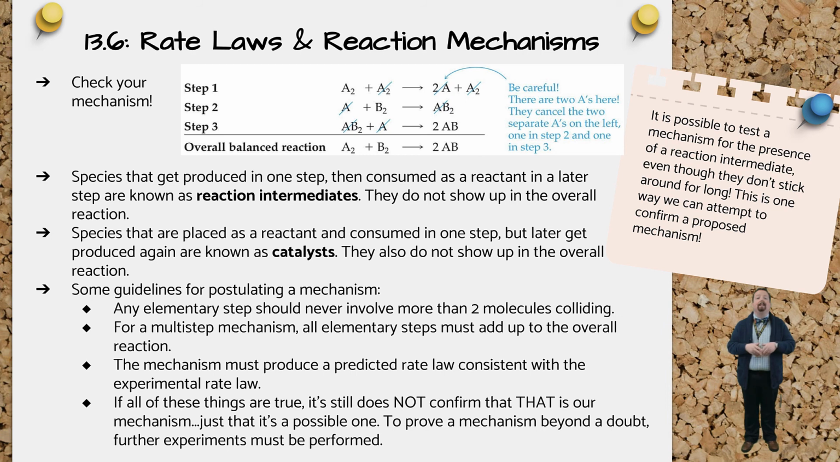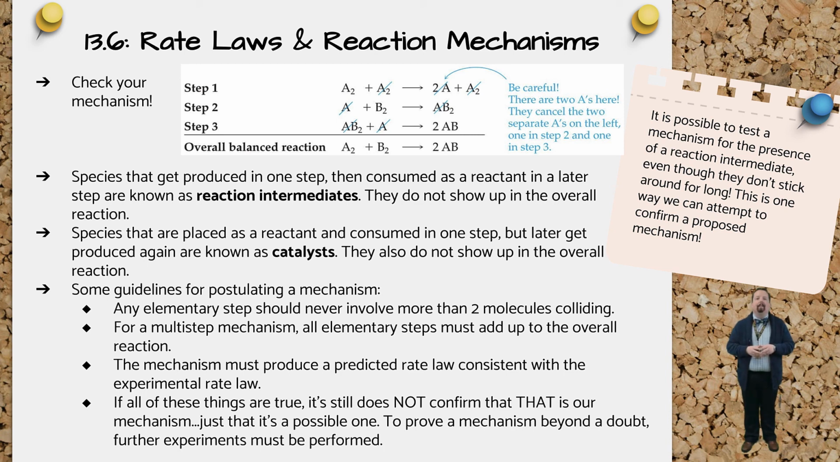Any species that gets produced in one step but shows up as a reactant later and gets consumed again is called a reaction intermediate. If the opposite is true for a species, it starts out in the reactants and gets consumed, but then later gets produced again, that's called a catalyst. For this reaction mechanism, we have A and AB2 as our reaction intermediates, and we don't really have any catalysts.